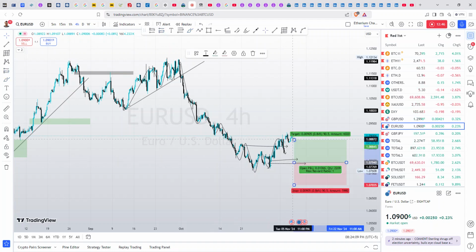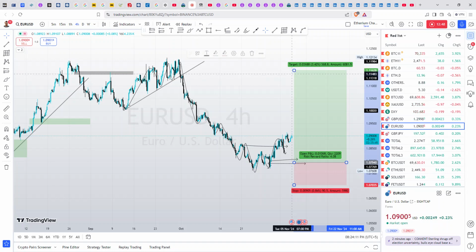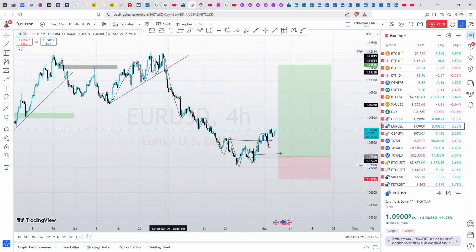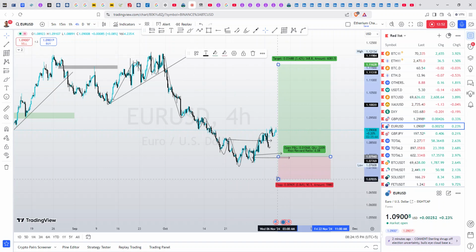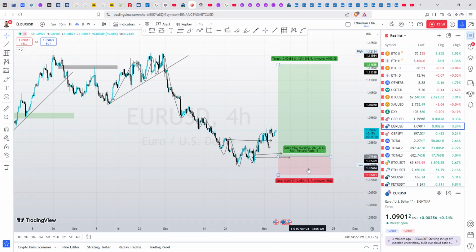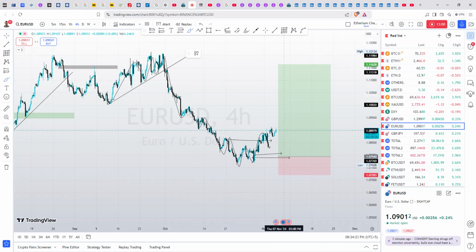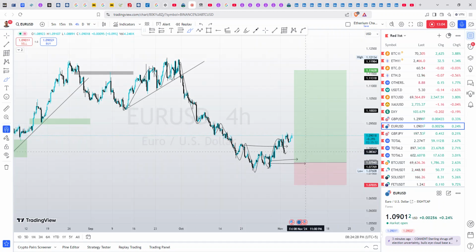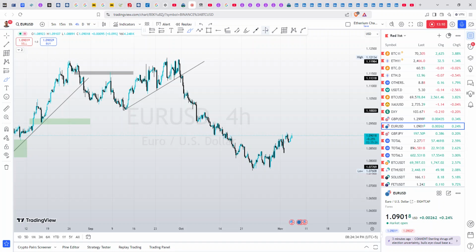We are going to take entry over here and target this upside liquidity, which is the top of the liquidity, and we are going to have a stop loss below 1.172. If you see, this is a very good risk to reward trade, which I'm going to take as well when the market takes a pullback after the elections.